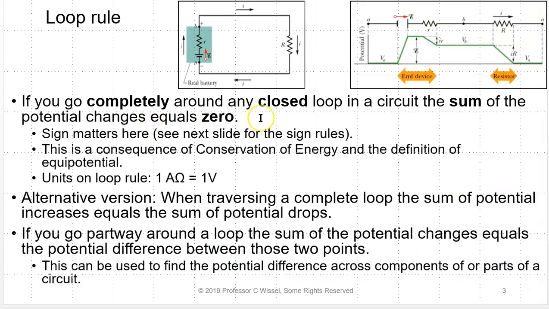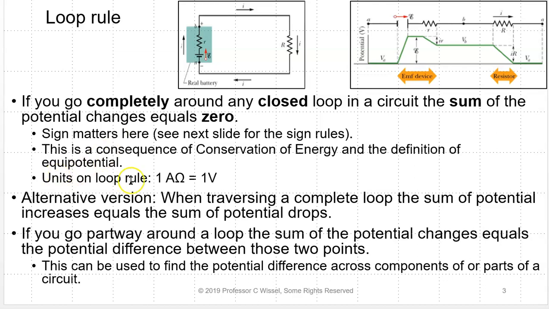If you go completely around any closed loop in a circuit, the sum of the potential changes equals zero. Sign matters here, and we'll talk about the sign rules in the next slides. This is a consequence of conservation of energy and the definition of equal potential. And why does it equal zero? Well, you're coming back to the same place, and it's a conservative force, so you can't have two different potentials assigned to the same location.